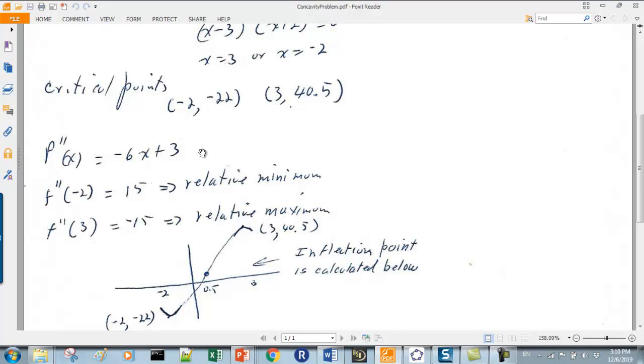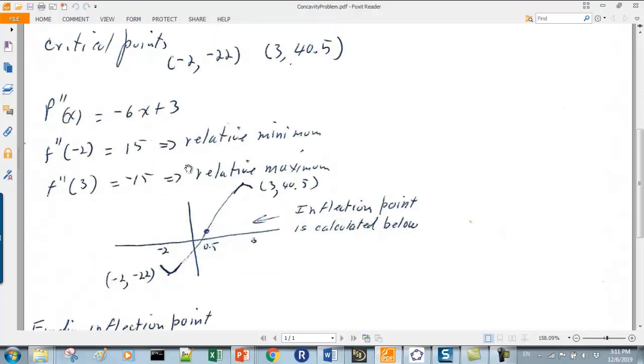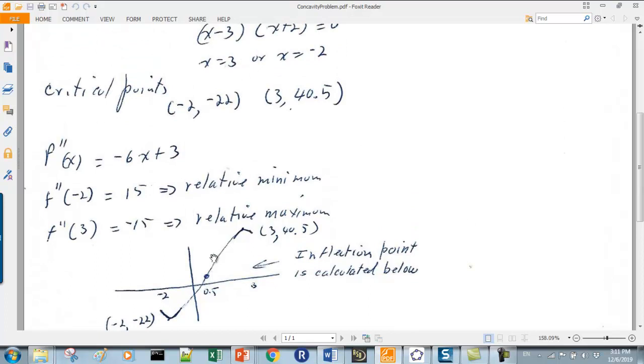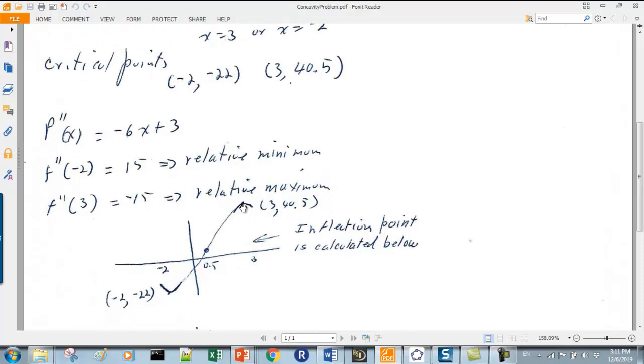And then I know I'm going to need the second derivative to then determine if these are maximums or minimums. So I find the second derivative, and then I plug in -2 and 3, and I notice that here I get 15, which means then I have a relative minimum, and here I get -15, so I have a relative maximum. So at this point then I'm able to draw a rough sketch, and I put this point here, and I know it's a relative minimum, and I put this point here, and I know it's a relative maximum.